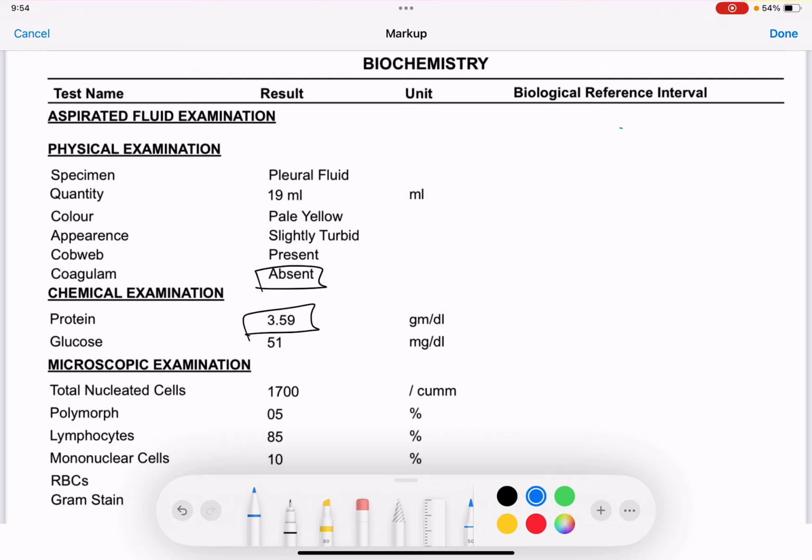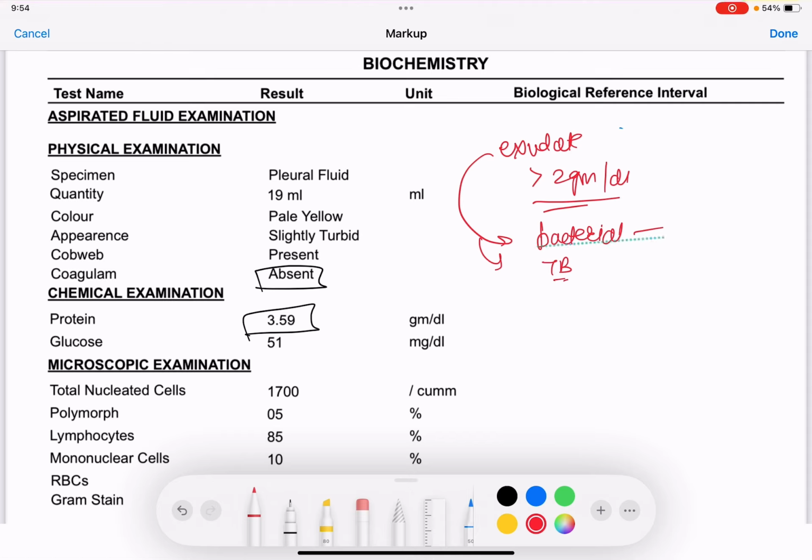significantly inflammatory. So when we say exudative, the proteins will be more than 2 gram per deciliter, and most of the time when we say exudative, it will be bacterial pleural effusion. It can be TB or it can be anything. It can be Proteus, Staphylococcus, Streptococcus, Pneumococcus, anything. It can be fungal pleural effusion also.